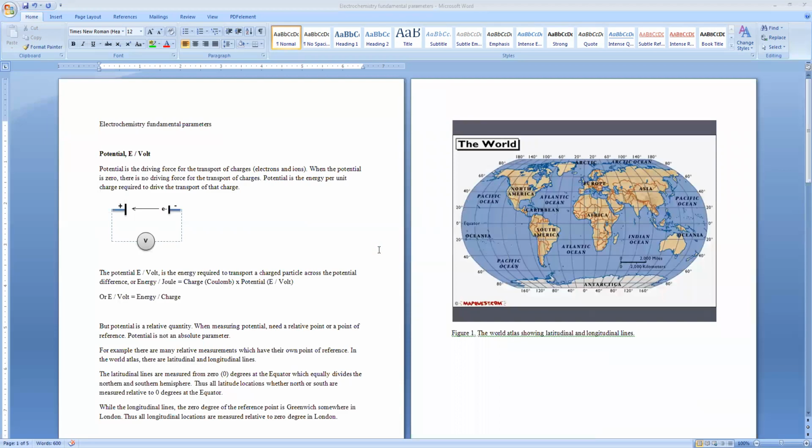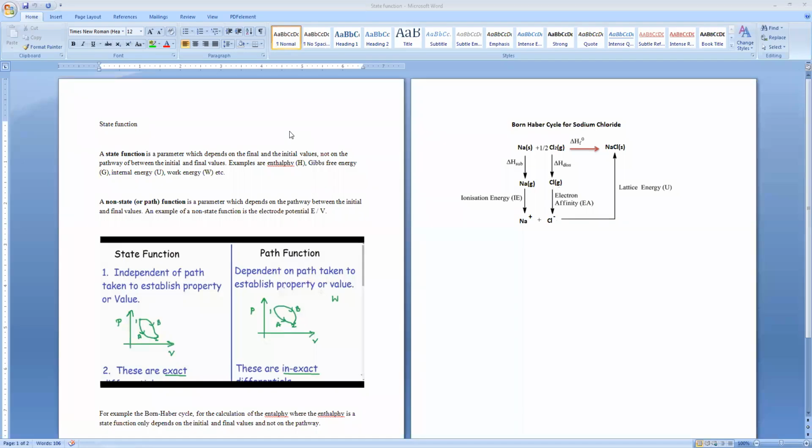Okay, so that is the first part. Now we move into the second part, which is state function. This is basically thermodynamics. But when you do electrochemistry, you must know certain parts of thermodynamics, because the potential value, the E, is a thermodynamic function, connected to a thermodynamic parameter.